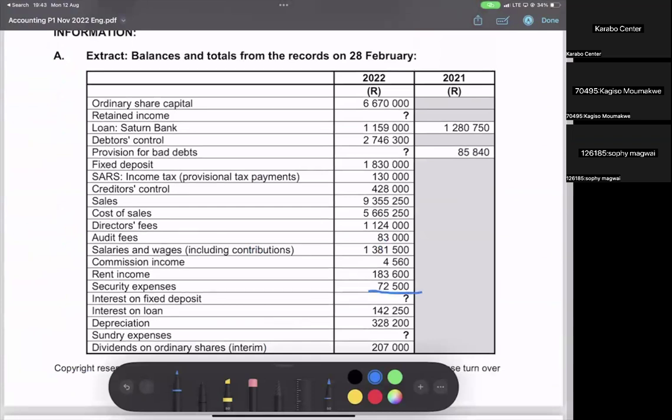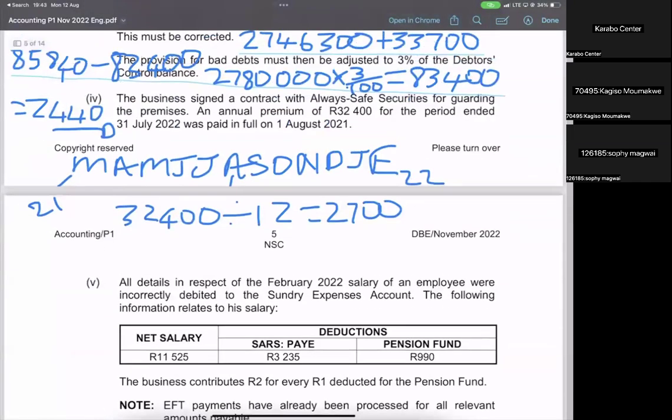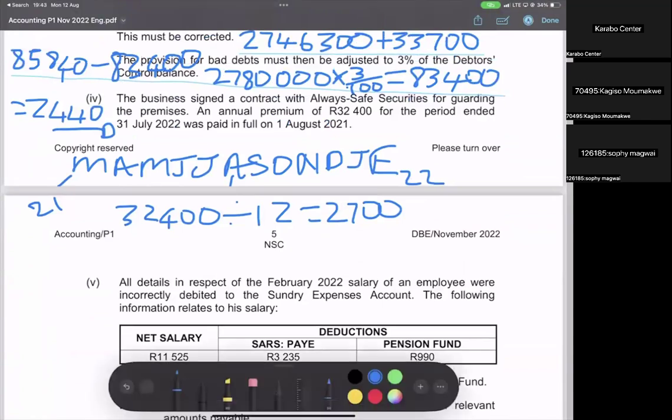So this 72,500 already has the 32,400. So what must we do now? We have to remember, Tina, we only account for 12 months. So our financial year ends when? February. It ends here. So whatever months that are here, we can write them, but we don't have to record them. So we have March, April, May, June, July. So you can see we have 5 months extra. 1, 2, 3, 4, 5.